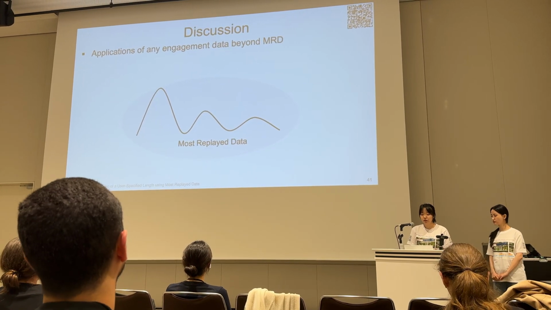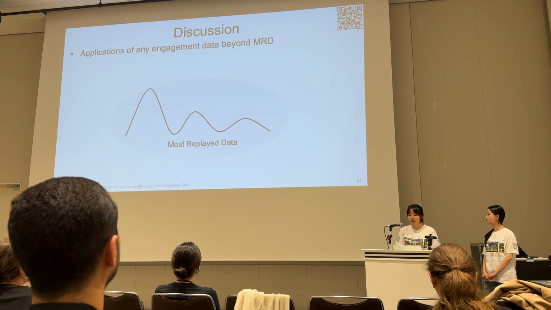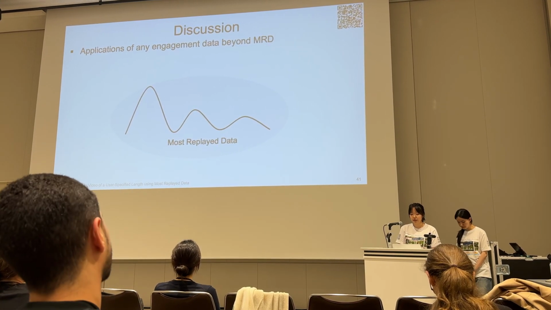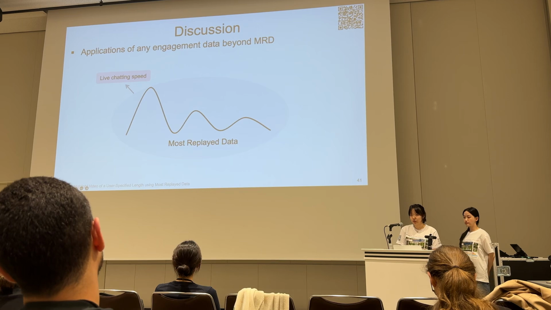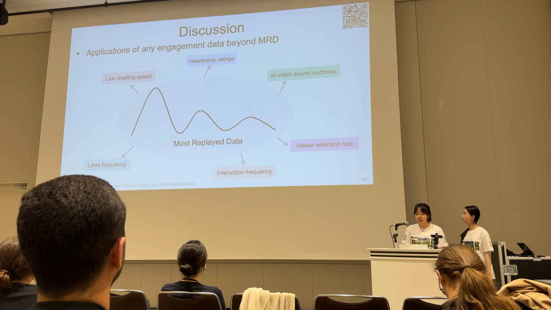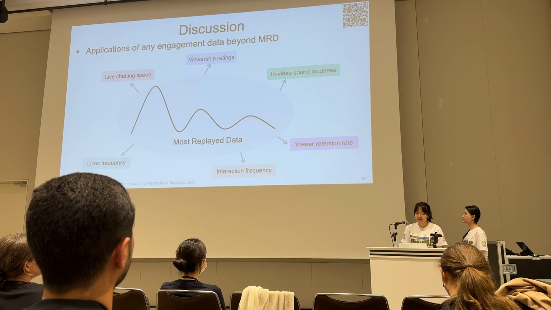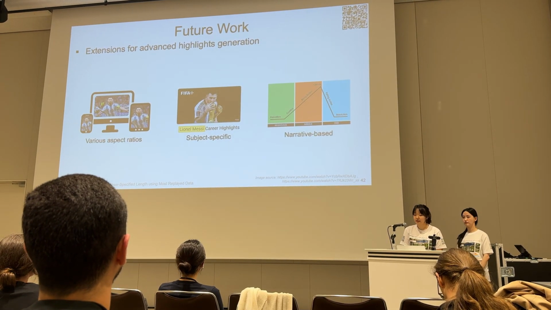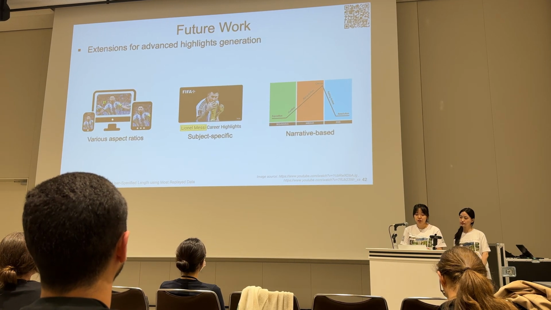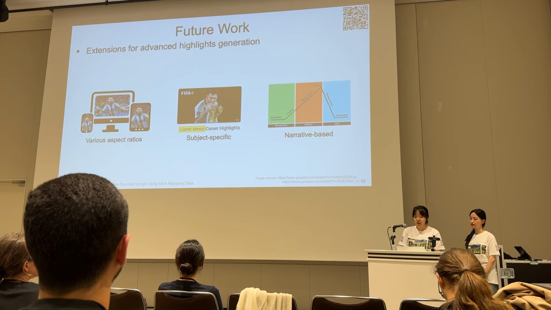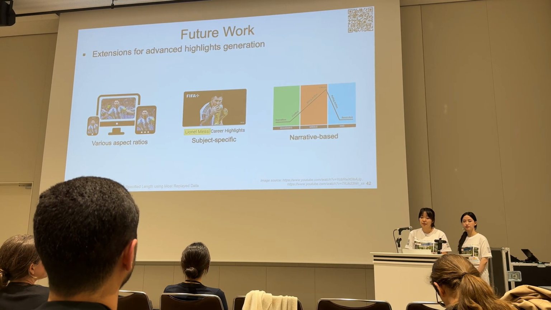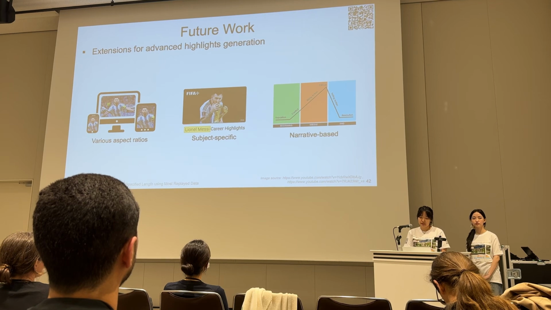Furthermore, our method is also universally applicable to any type of engagement data beyond MRD. Whenever a video is paired with any engagement graph, such as live chatting speed for streaming, TV viewership ratings, or in-video sound loudness, and other engagement data, our method can generate highlights. Our method can be extended for more advanced highlight generation, such as adapting to various aspect ratios through automatic region of interest detection, creating subject-specific highlights using person identification, or generating narrative-based highlights using video description models.